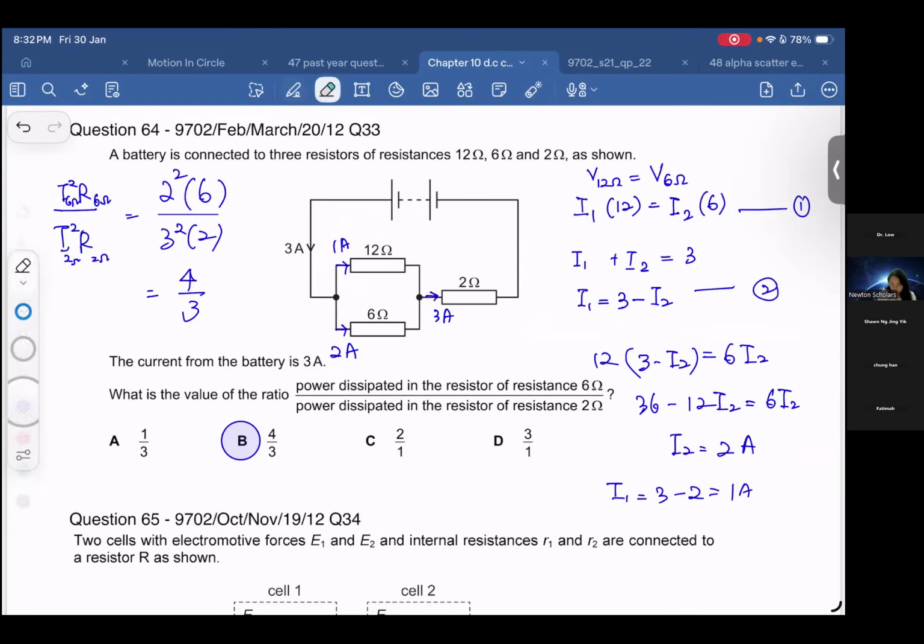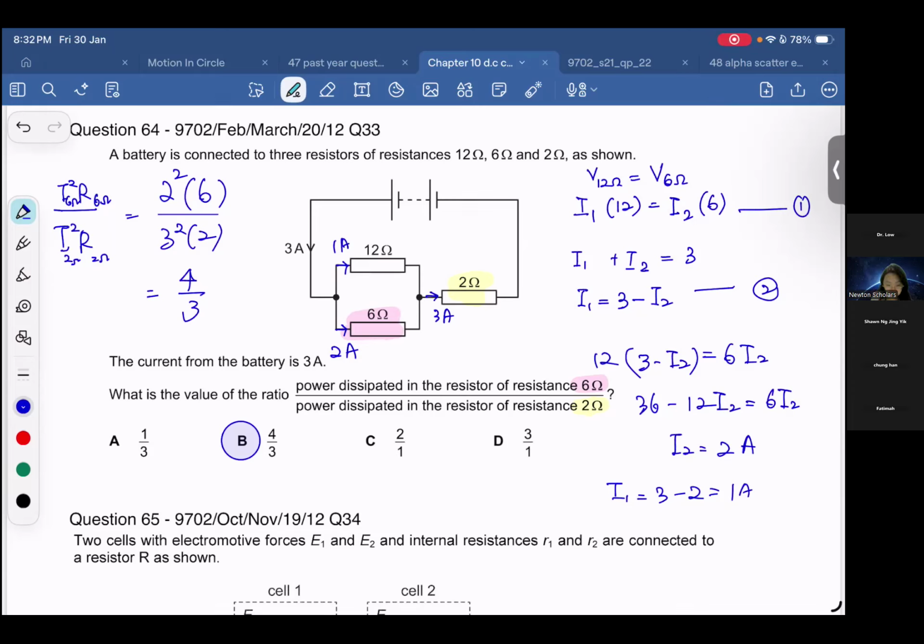6 ohm and 2 ohm. So 6 ohm is here. Okay, then 2 ohm is here. So they have different positions, having different current. Okay, so this is the answer.